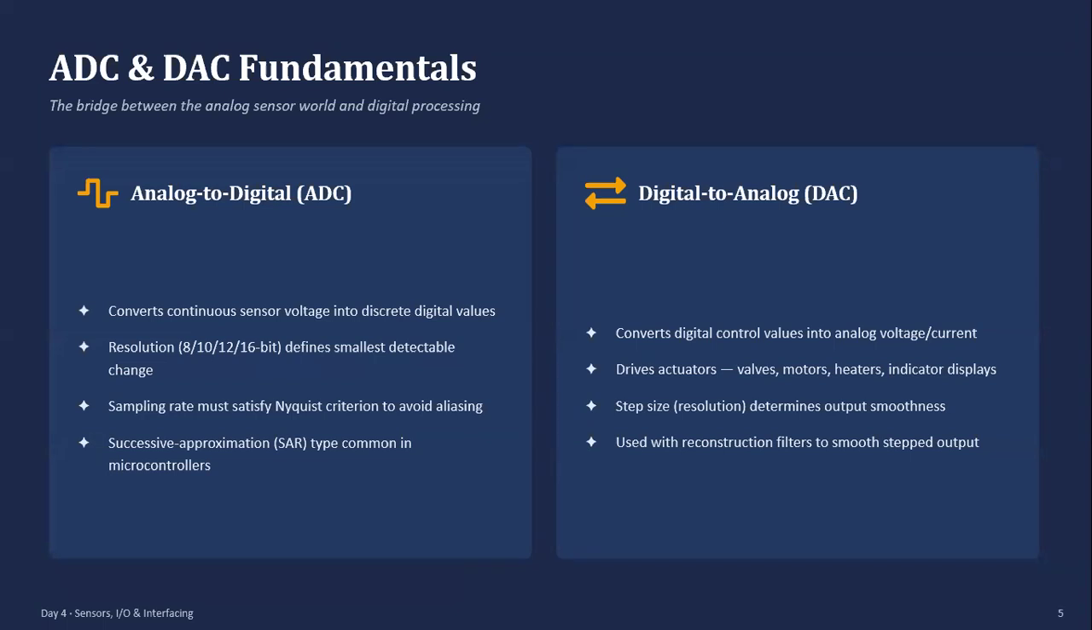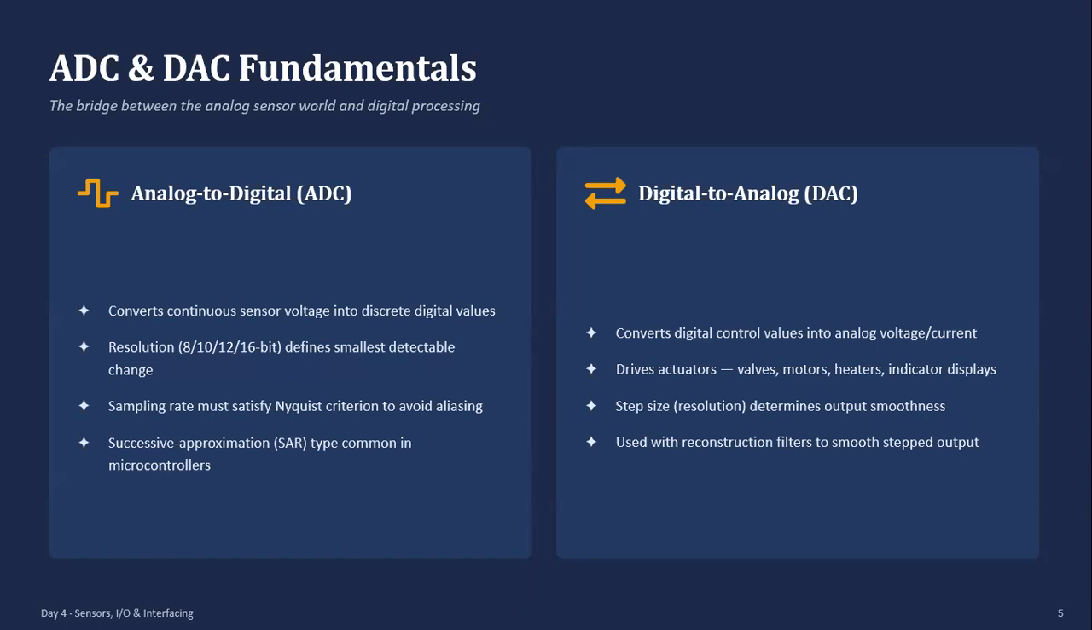Next, we move forward to the basic fundamentals of analog to digital conversion and digital to analog conversion. Sensors generally produce analog signals, whereas controllers process digital information. An analog to digital converter converts incoming analog voltage into digital values. Higher resolution provides greater measurement accuracy, while sampling rate determines how frequently the signal is being measured.